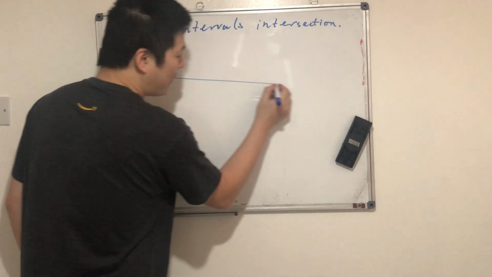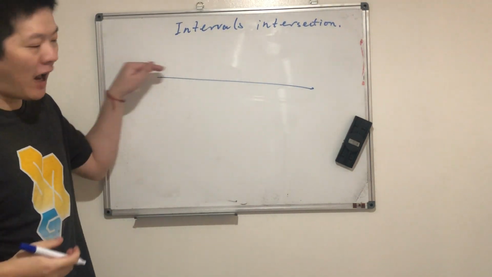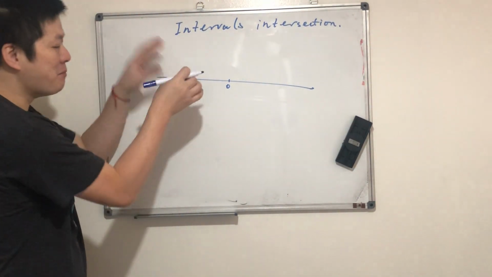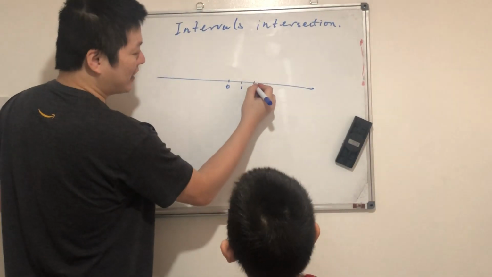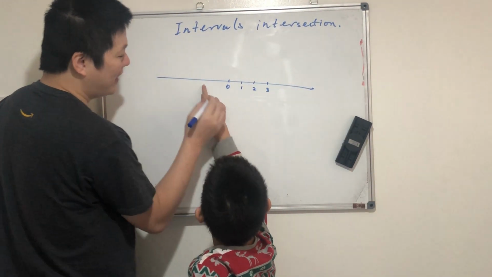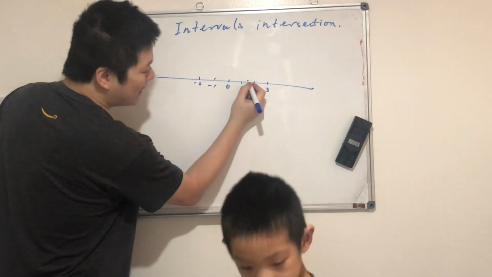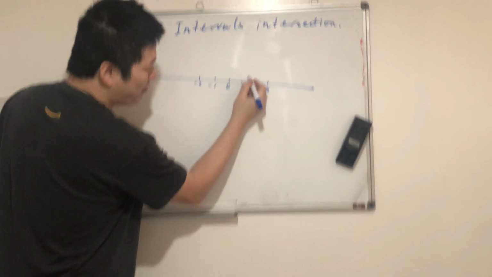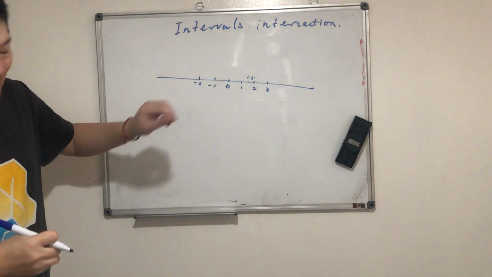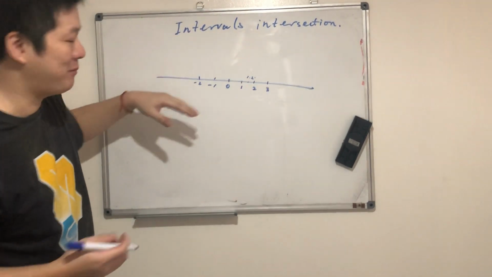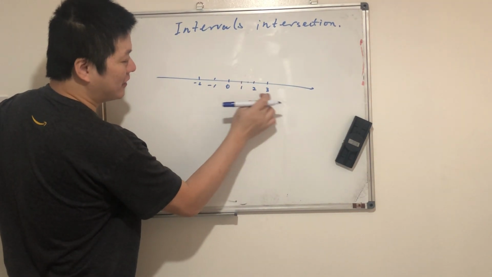Remember, we have this line, and here is 0. We have the numbers, only integers, like -1, -4. And it can be half of it, maybe 1.5, something like that. These are called fraction numbers or real numbers. All these are called real numbers, and these are integers.